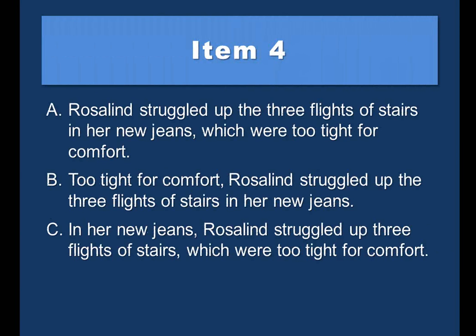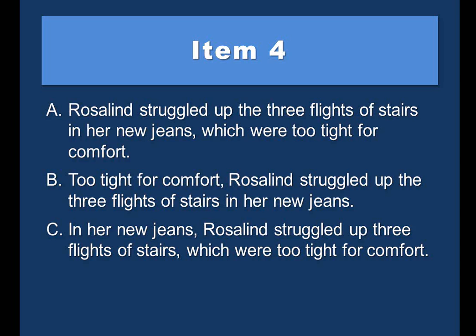Question number 4 coming up now. Rosalind struggled up the 3 flights of stairs in her new jeans, which were too tight for comfort. Now we need to understand there are 2-3 things which are being discussed. Rosalind is the one who's struggling up the 3 flights of stairs. And what is tight? It's her jeans which is too tight. So statement A sounds good.